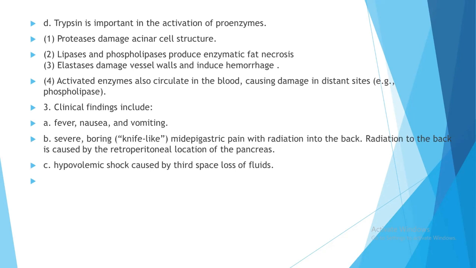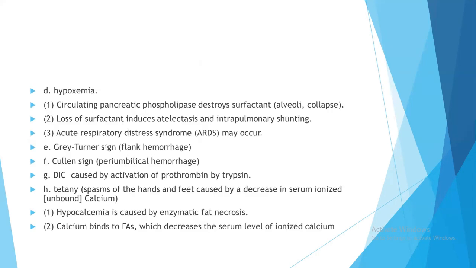The clinical findings include fever, nausea, and vomiting, and severe boring, knife-like mid-epigastric pain with radiation into the back. Radiation to the back is caused by the retroperitoneal location of the pancreas. There is also hypovolemic shock, which is caused by third space fluid loss.